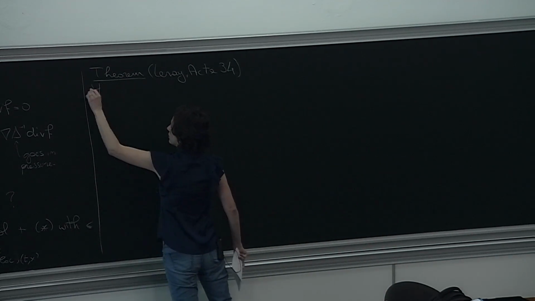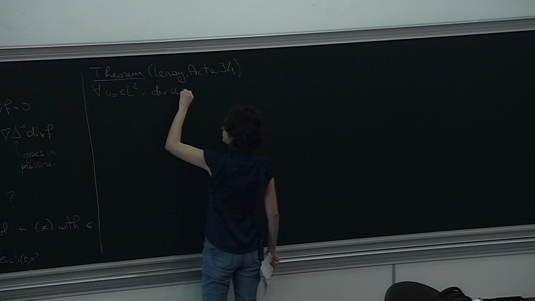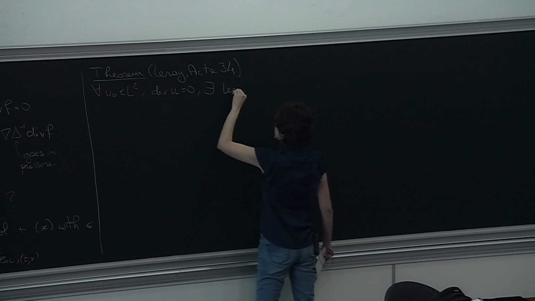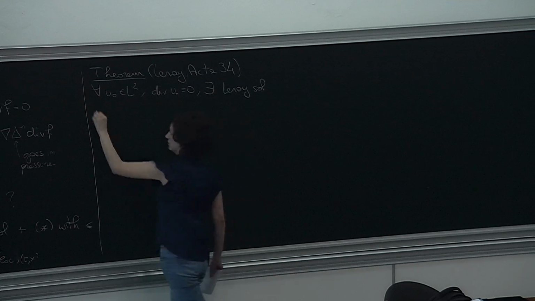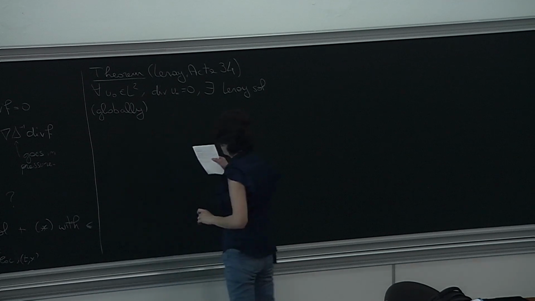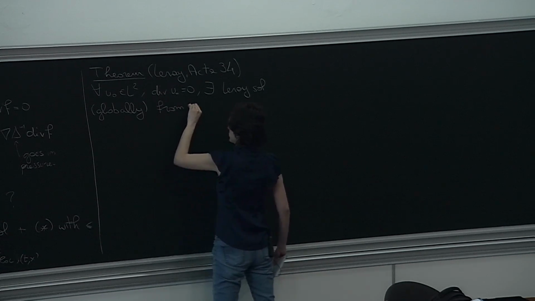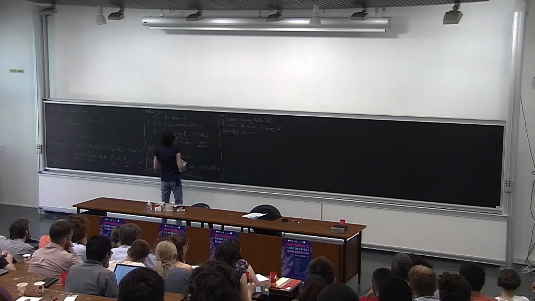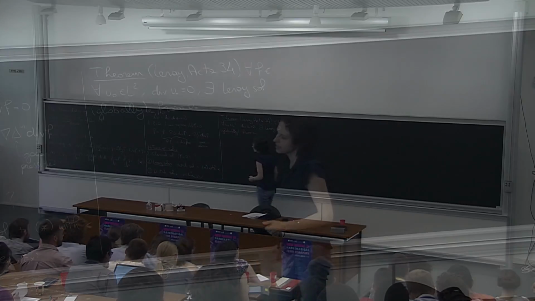So for every u0 in L2, initial datum divergence free, Leray solutions exist globally, so for every time, from u0. And sorry, maybe if I state it like that, let me state the version with the force. So then I have for every u0 in L2 and for every f which is in a reasonable space.